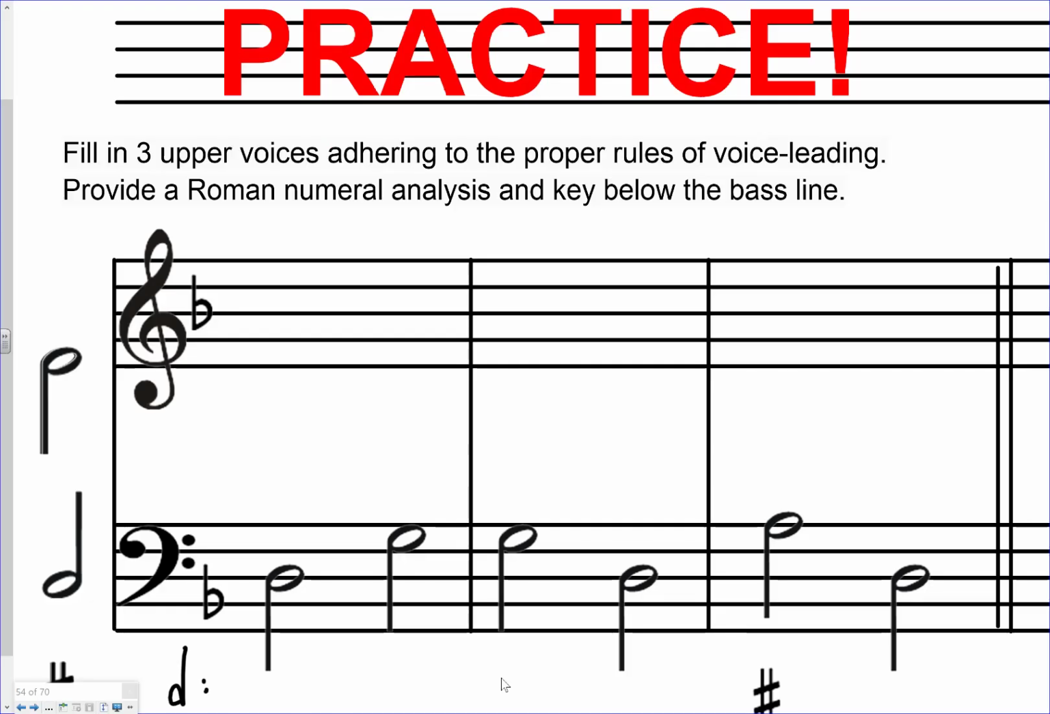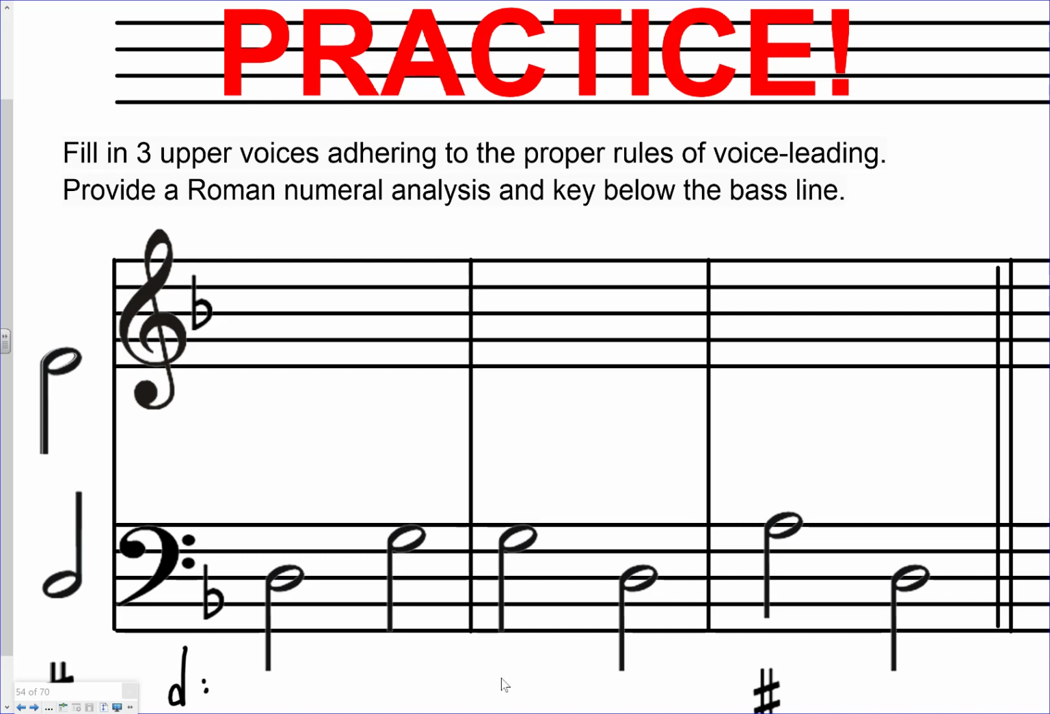AP, this is your homework for this evening due tomorrow. Please be prepared to share your voice leading with the class. Please copy down everything you see here on this paper. We're in the key of D minor. Put in your key signature. Write in your bass notes. Then at home, fill in the 3 upper voices adhering to the proper rules of voice leading. Provide a Roman numeral analysis below the bass line.